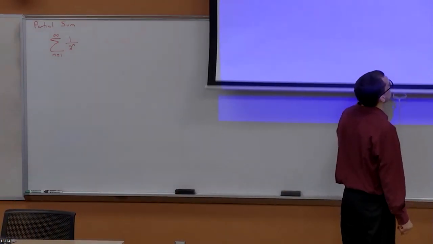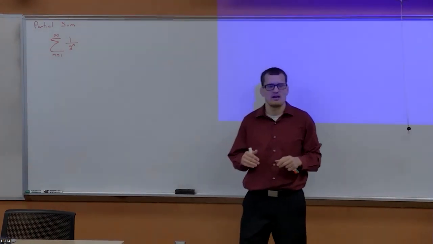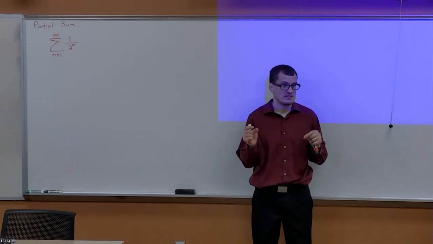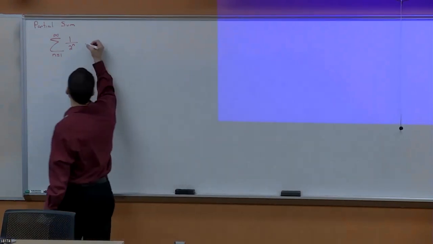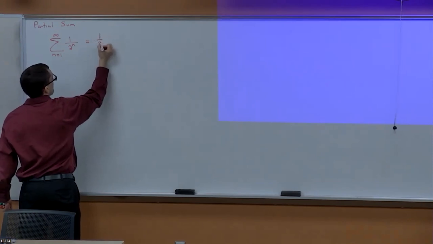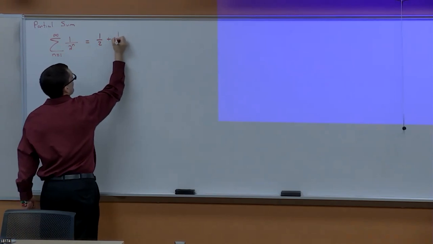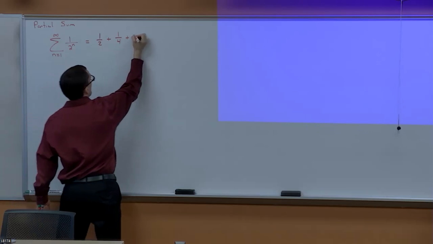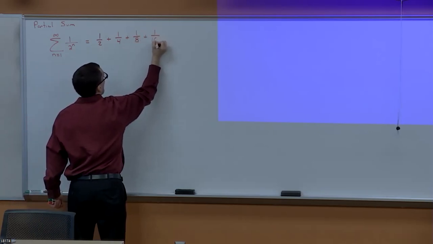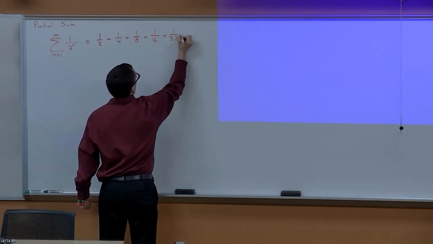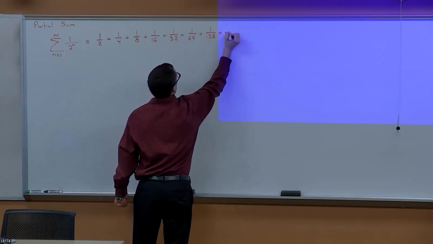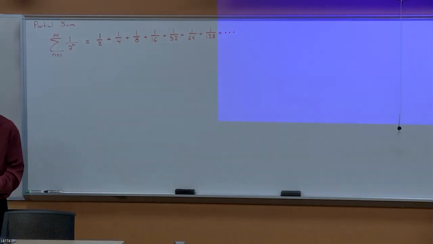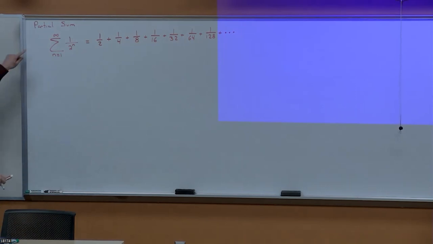Now, what I like to do is I like to write out the first few terms of the inner sequence so that I know what I'm adding in my partial sums. Does that make sense? So this infinite sum, when n is 1, I get 1/2. When n is 2, I get 1/4. When n is 3, I get 1/8. So I write out the first few additions in the infinite series.